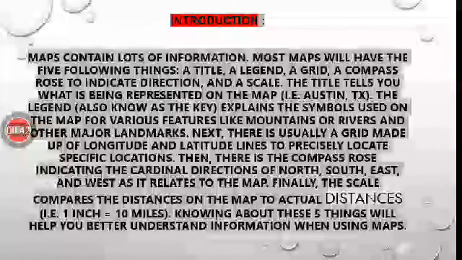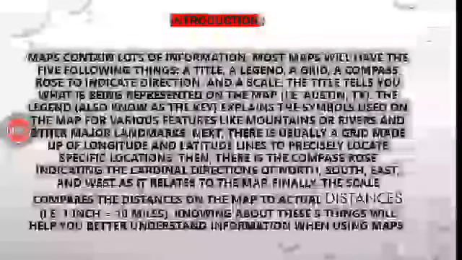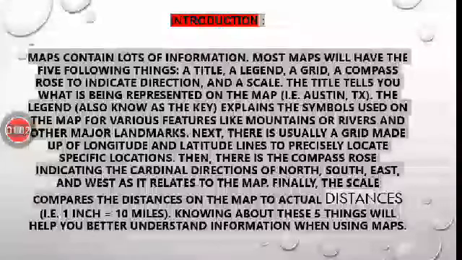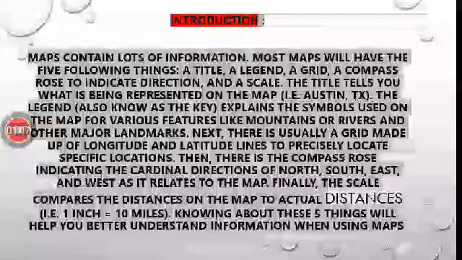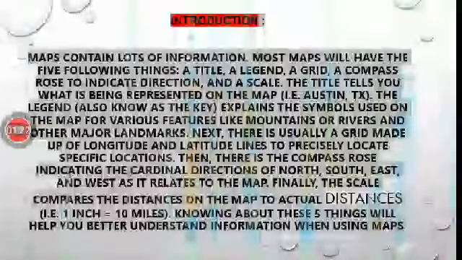The legend explains the symbols used on the map for various features like mountains or rivers and other major landmarks. Next, there is usually a grid made up of longitude and latitude lines to precisely locate specific locations. Then, there is the compass rose indicating the cardinal directions of north, south, east, and west as they relate to the map. Finally, the scale compares the distance on the map to actual distance. Knowing about all these things will help you better understand information when using maps.